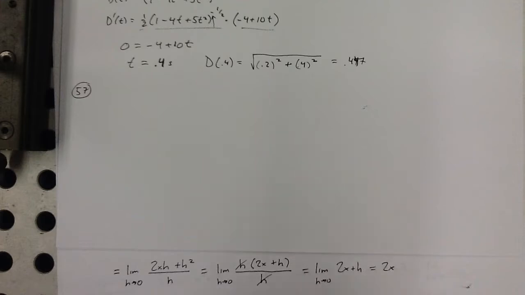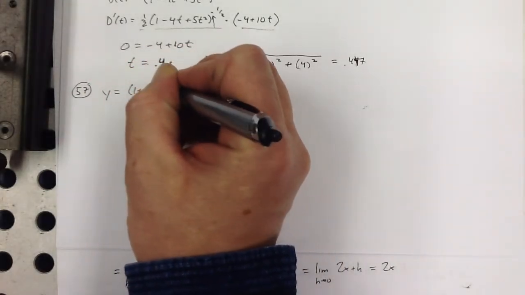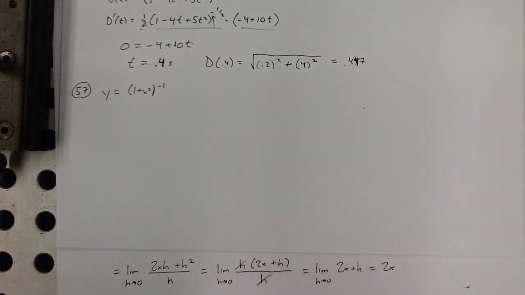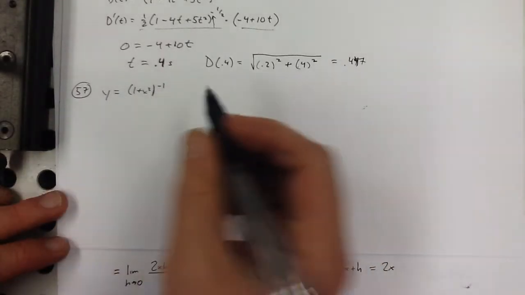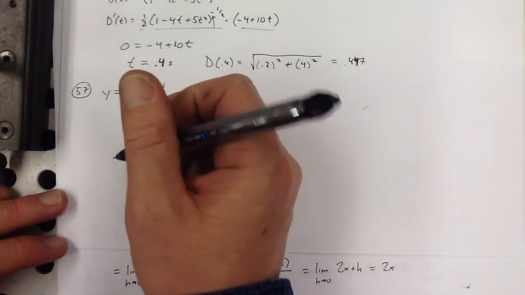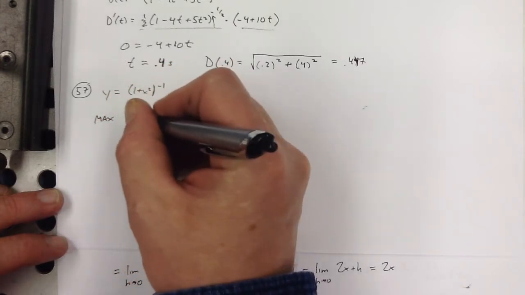57, where on the curve y equals (1 plus x squared) to the negative 1 does the tangent line have the greatest slope? Okay, so think carefully about what we're trying to do here. I want to know, where does this thing have the greatest slope? That means I'm trying to maximize the slope. I want to find the maximum of the slope.